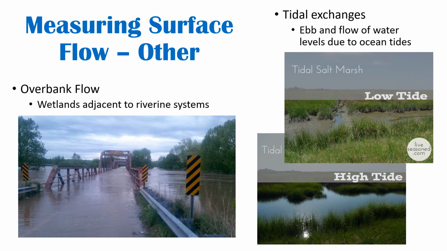The module went over two other types of surface water flow, that being overbank flow in wetlands adjacent to riverine systems. As you can see here, this bridge is completely inundated in this floodplain wetland. And also tidal exchanges, where the ebb and flow of water due to ocean tides, where at low tide you might have no surface water, and at high tide you might be full of water.